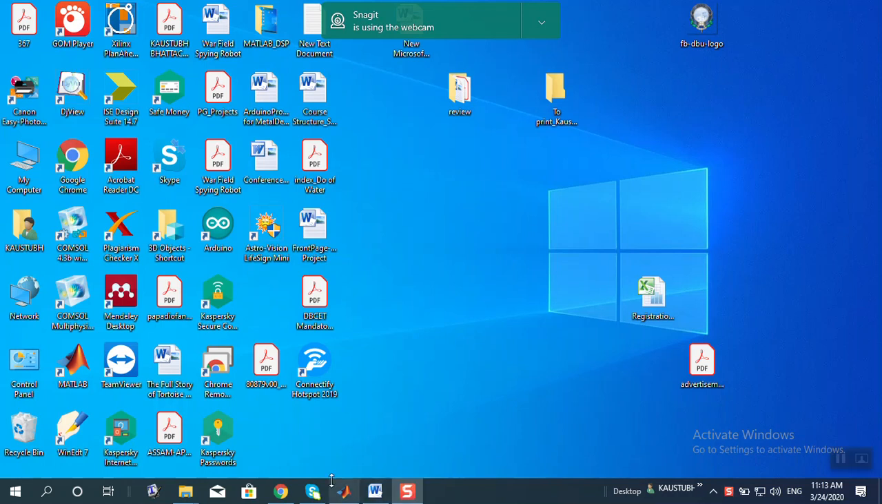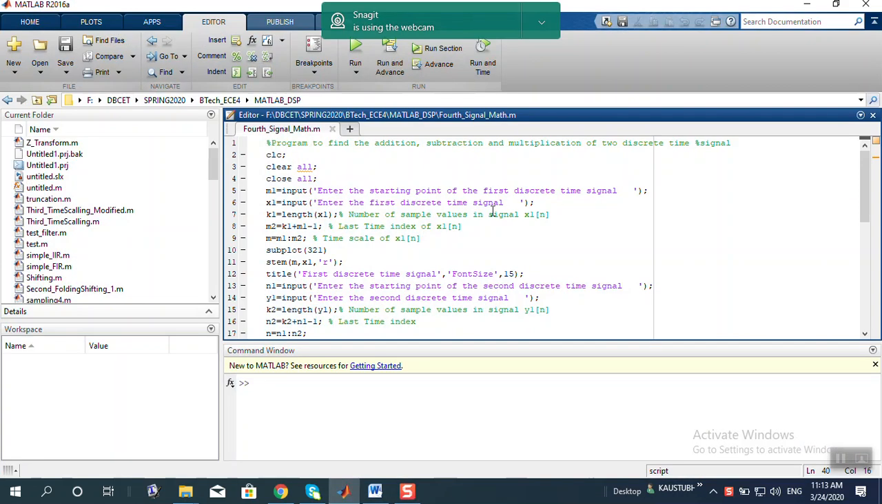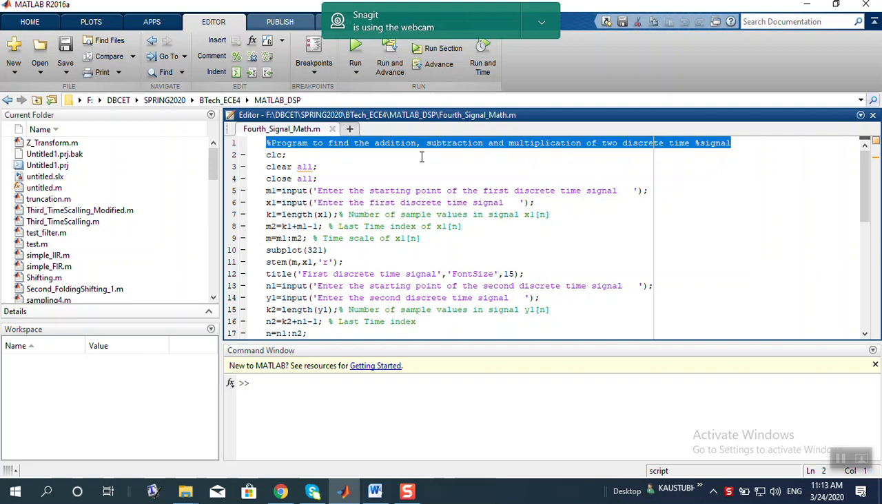Hello everyone. Today we are going to start the next program, that is the fourth experiment on MATLAB, which is to add, subtract and multiply any two finite length discrete time signals. So, a program to find the addition, subtraction and multiplication of any two discrete time signals.